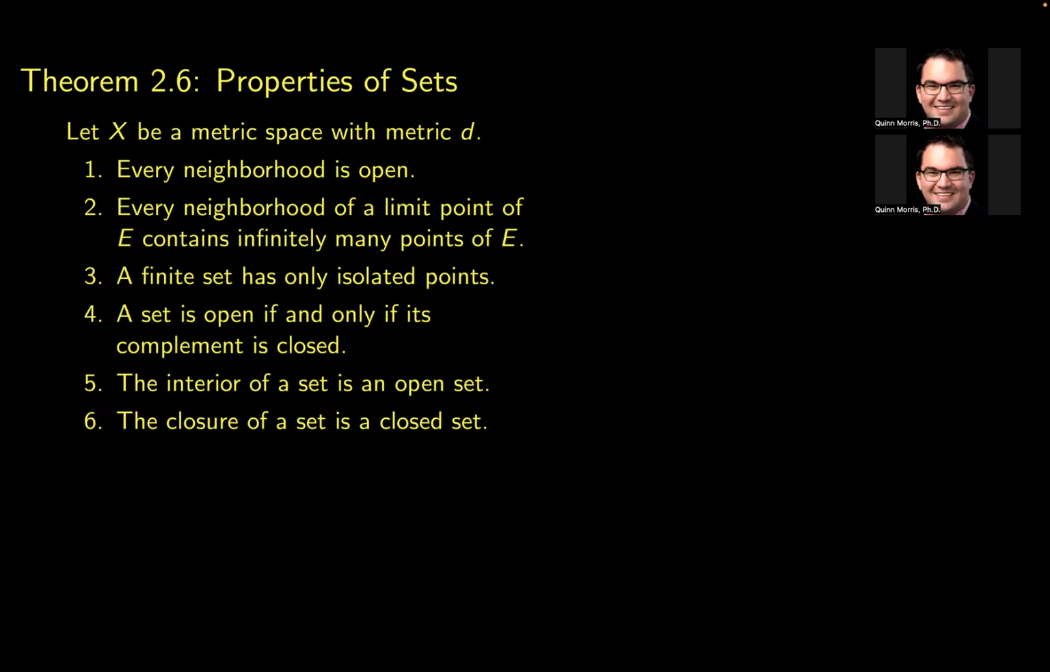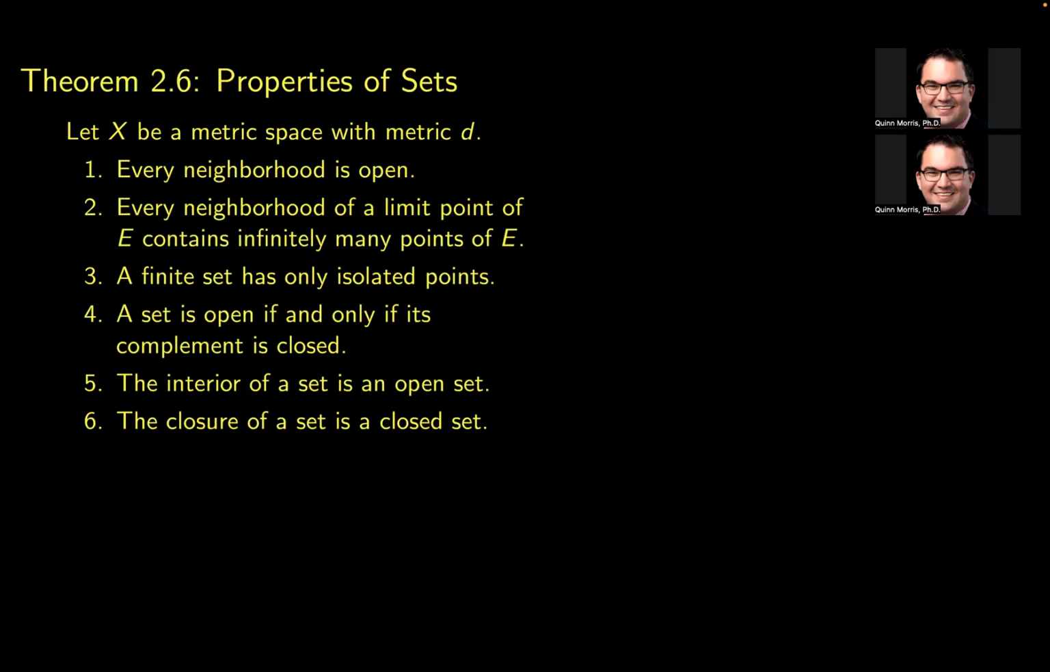Number five, the interior of a set is an open set. And number six, the closure of a set is a closed set. Now, some of these are almost trivial to prove. If you take the interior of a set, you take a set and all its interior points, that's the interior of the set. Well, of course it's open, because an open set is a set where every point is an interior point, and you created the interior of a set by only taking the interior points. So of course it's an open set.